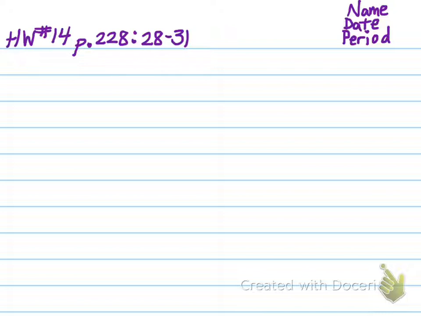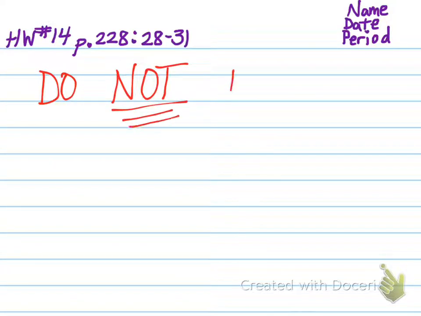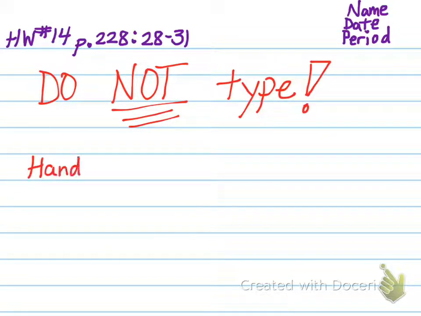So your homework is on page 228, 28 through 31. Again, do not type this. I want you to handwrite it out. Typing takes way too much time, and when you type, superscripts have to be superscripts and subscripts have to be subscripts. It's a pain to do when you're typing. Handwrite it out and take a picture of your homework to turn in.